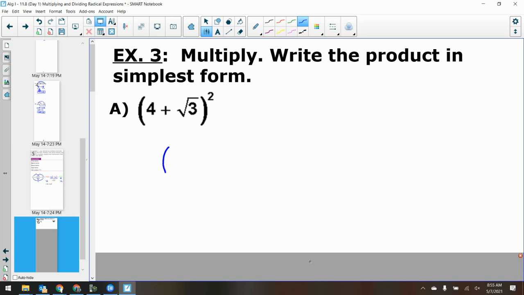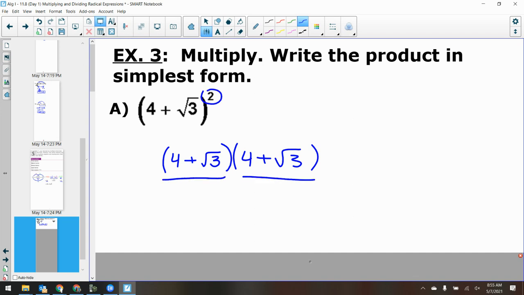Let's go back. So 4 plus radical 3 times 4 plus radical 3. Remember, that squared means you're going to break it up into those two pieces.